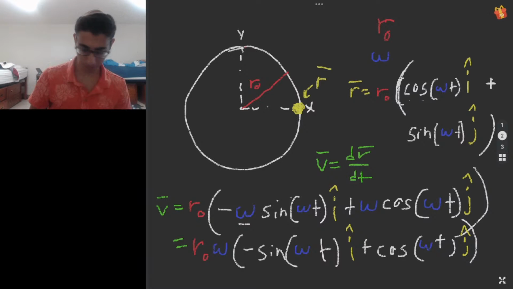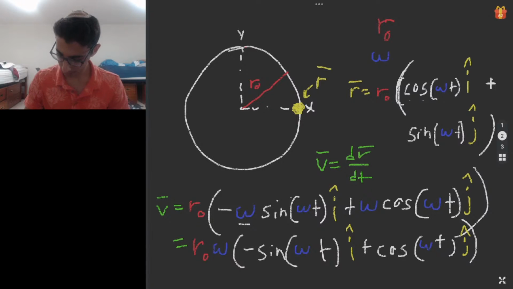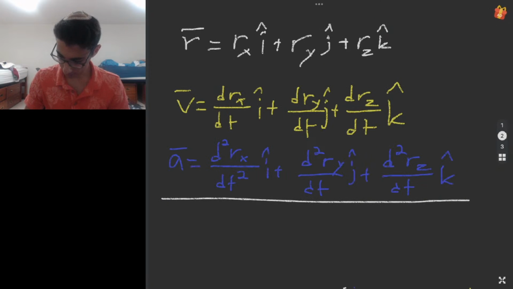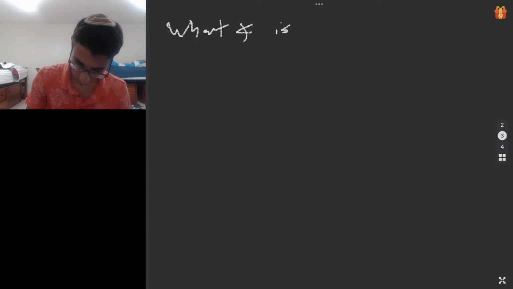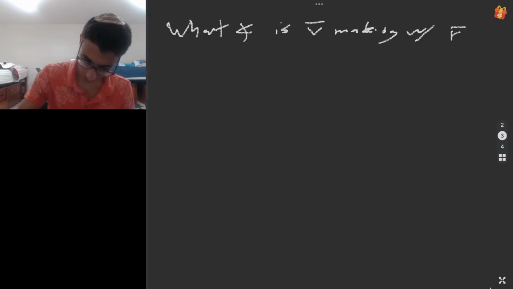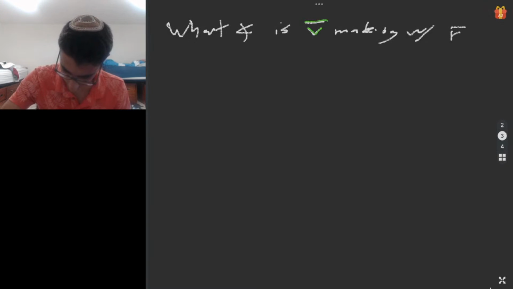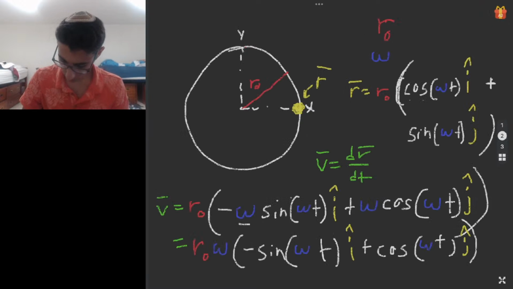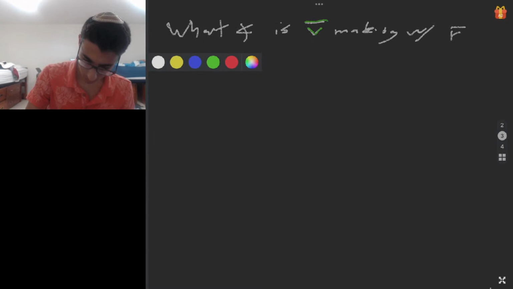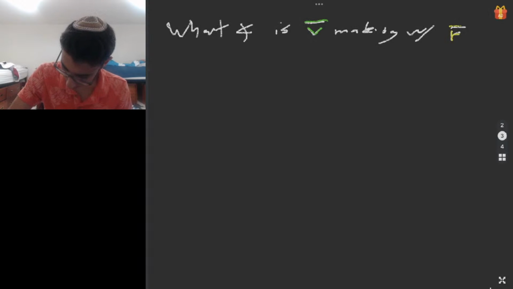Now we can actually ask something interesting. Based on this whole idea, let's go to a new board. Based on this whole idea, let's ask a question. What angle is velocity making with position? So I'm actually going to, hold on, color code these as well. So velocity was in green, I believe, and position was in what, yellow? Yellow. So what angle is the velocity making with the position?